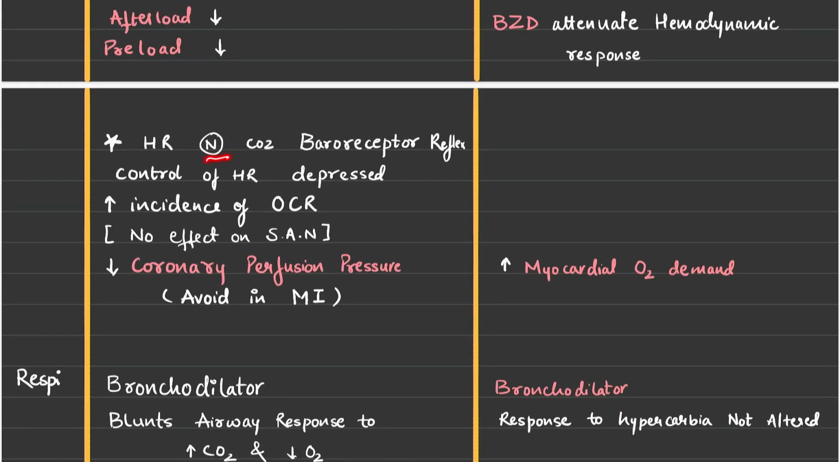Heart rate is normal because the baroreceptor control of heart rate is depressed. There is increased incidence of oculocardiac reflex with propofol. There is no effect on the SA node. The coronary perfusion pressure decreases and it leads to increased chances of MI. So it is avoided in patients with MI.